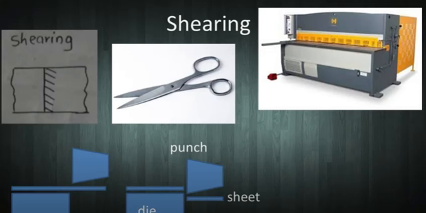So the first operation is shearing. In shearing operation, sheet metal is cut to form an edge. For understanding of shearing operation, we can take the example of a scissor. On the right hand side, an industrial shearing machine is shown.